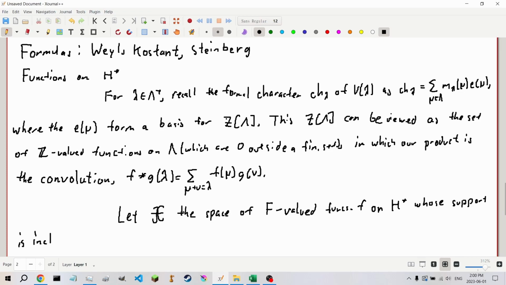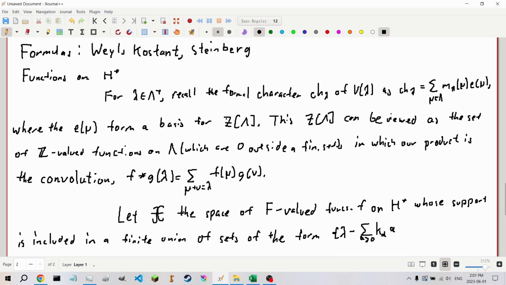And this support is included in a finite union of sets of the form lambda minus a sum for alpha being positive of k alpha of alpha, for k alpha being a positive integer. So such a set, I don't know if they're referring to the support or fancy X, being the set of weights occurring in a module Z lambda for lambda in h star.